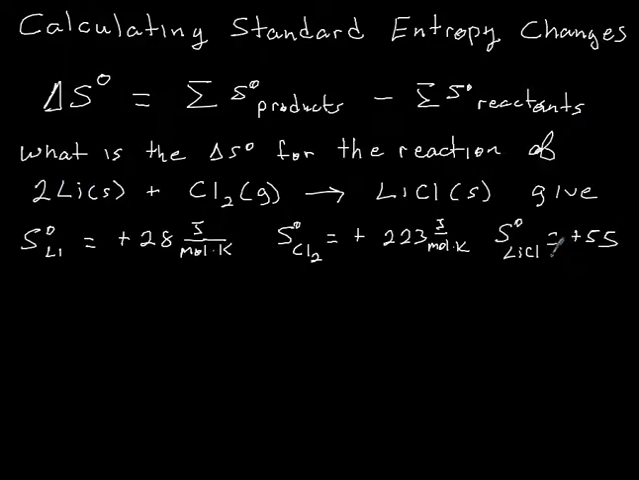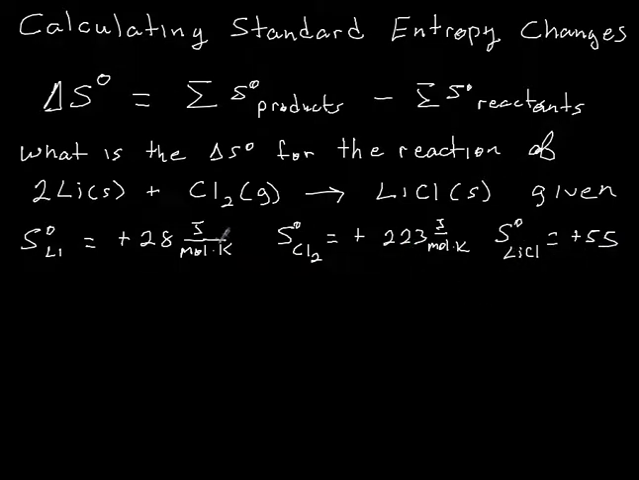All right, so here is our problem. What is the standard entropy change for the reaction of two lithiums plus a chlorine molecule producing lithium chloride solid? Given, the entropy of lithium is plus 28, the entropy of chlorine is plus 223, and the entropy of lithium chloride is plus 55.